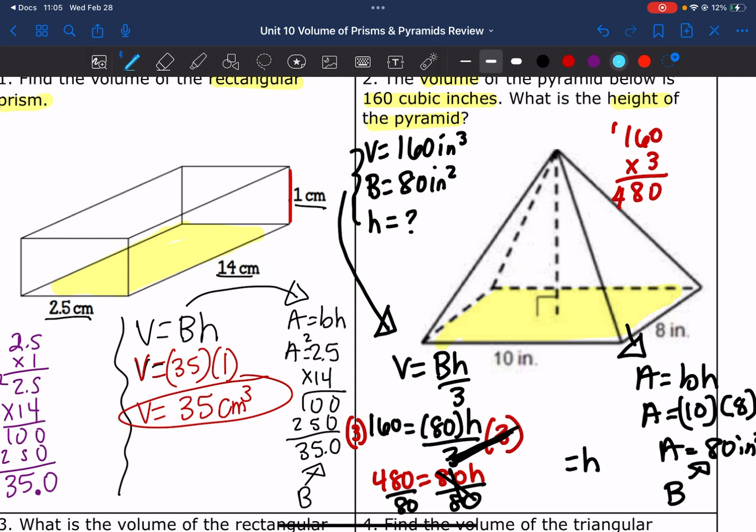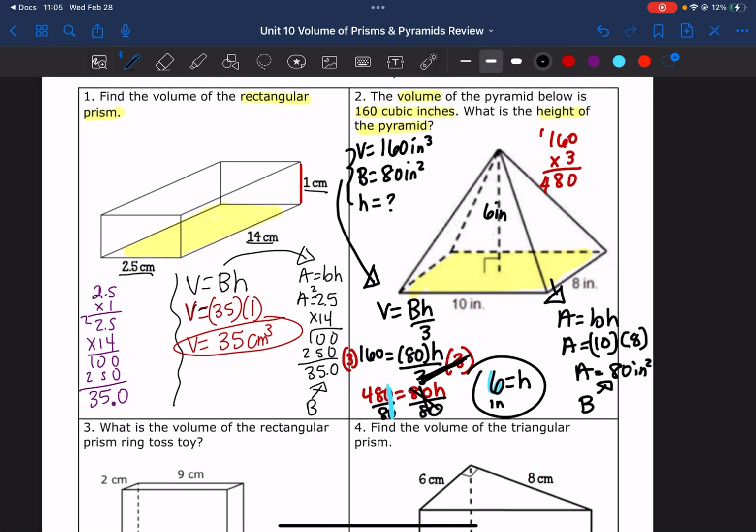Here is a trick that you can use. I see that I have a 0 on the top numerator and a 0 in the denominator. I can cross these out, and then I can see how many times 8 goes into 48. I know that 8 times 6 gives me 48. So my answer is 6, and it would be exactly 6 inches in height for the pyramid. So this is our final answer. Remember, you're just going backwards. All right, let's go to the next question.